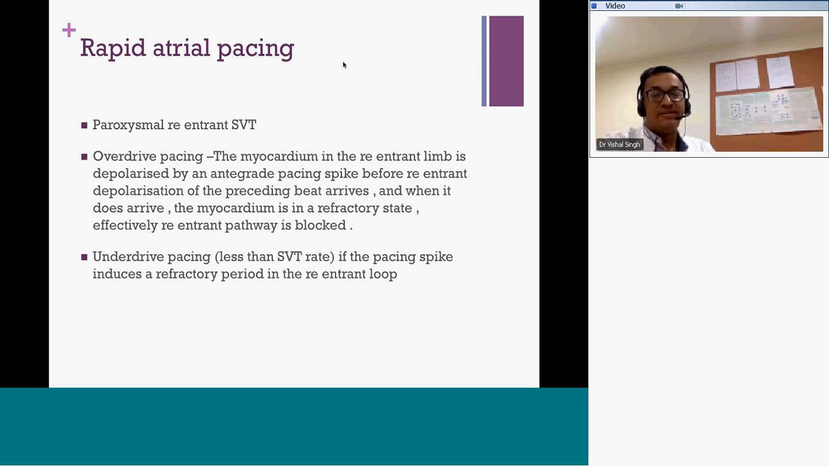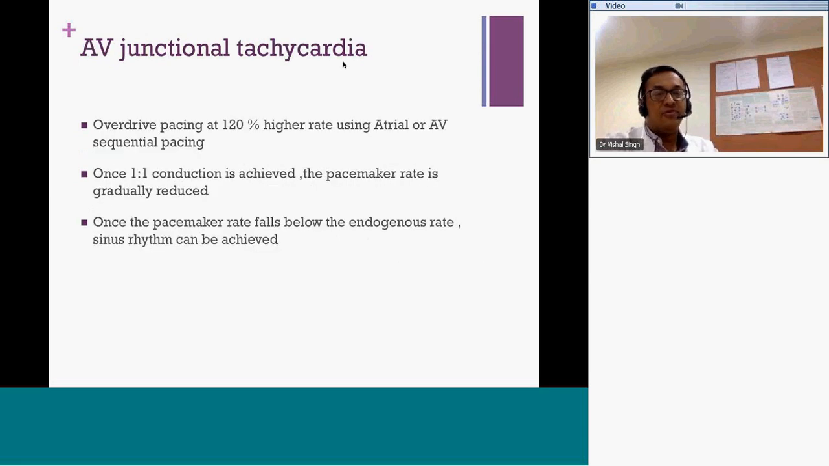Underdrive pacing, which is at less than the SVT rate, has the pacing spike induce the refractory period in the reentrant loop, but that very rarely works. So overdrive works in SVT and underdrive rarely works. That's just what you need to remember. It very rarely captures; acutely it may capture and block the reentrant pathway if you're lucky. For the initial tachycardia also, overdrive pacing at 120% of the rate can sometimes work. So you can try that.